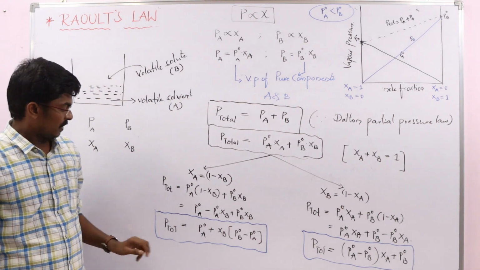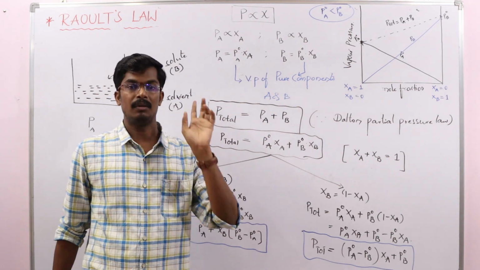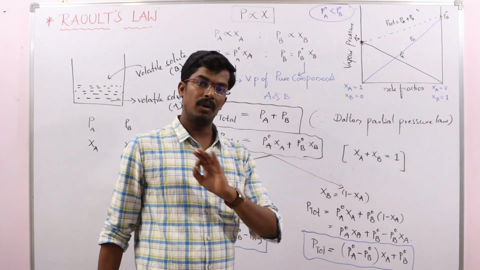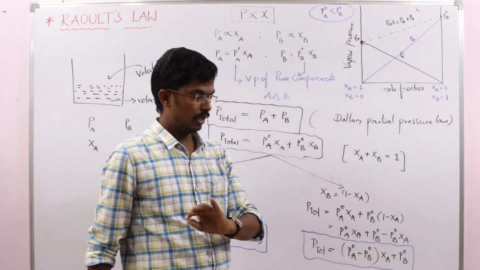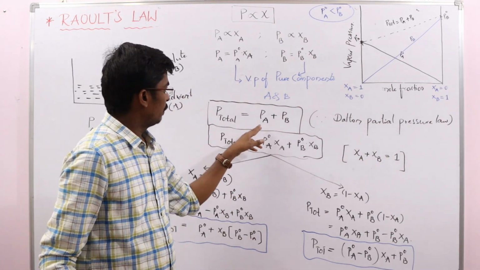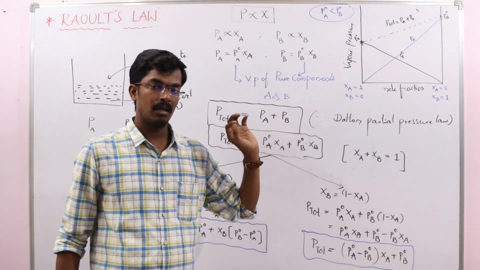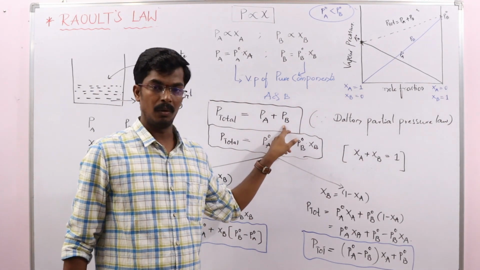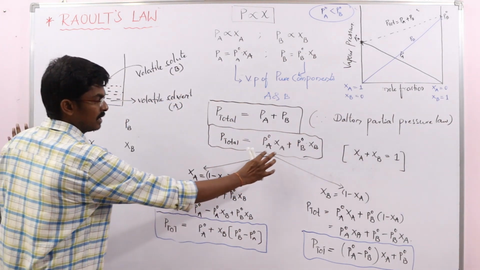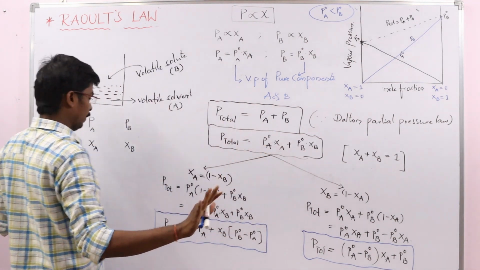One more thing: whatever XA and XB are represented, these are the mole fractions in the liquid state only, the mole fractions of component A and component B. Usually reference books take A as the solvent and B as the solute. Some textbooks represent them as P1 plus P2, where 1 is always the solvent and 2 is always the solute. Whatever it may be, either A and B or components 1 and 2, XA and XB are mole fractions of components in the liquid state only.